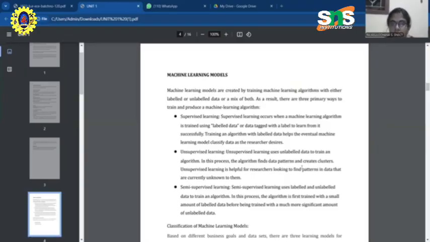So whenever you want to find pattern in the data that is currently unknown, you can opt for unsupervised learning. In case of semi-supervised learning, it uses both labeled as well as unlabeled data to train the algorithm. Initially, the algorithm will be trained with small amount of labeled data before training it with the unlabeled data. So this is a working of semi-supervised learning model.